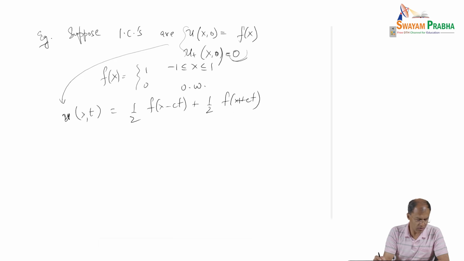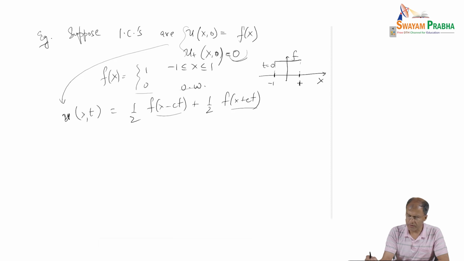Now we see that this function f is nothing but a rectangular wave. If I were to plot f versus x, then we see that this is from minus 1 to 1. At t equal to 0, we have the following relation.